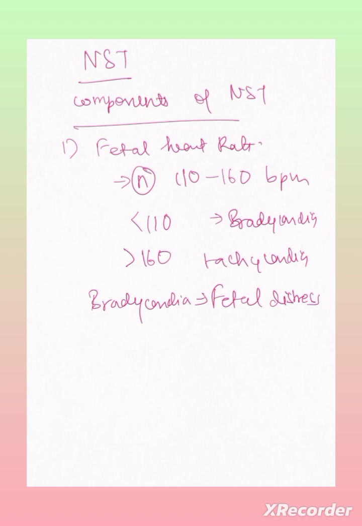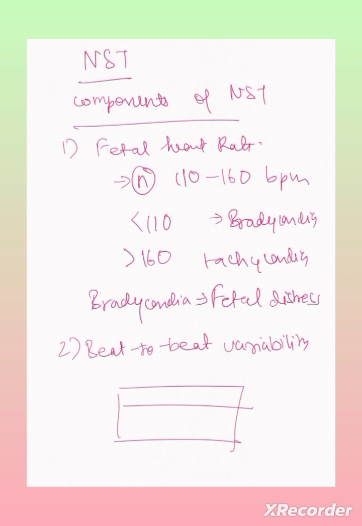That is one thing which I am going to check on the NST strip, the fetal heart rate. Number two, I am going to look at beat to beat variability. Now, when you draw fetal heart rate, it is not like a single line. Fetal heart rate sometimes increases, sometimes decreases, so it is irregular. Just now your fetal rate will be 138, then 136, then 134, then 140. So within the normal range it keeps on varying.